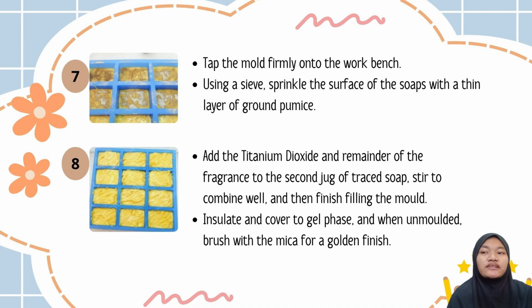Next, sprinkle the surface of the soaps with a thin layer of ground pumice. To finish filling the mold, add in the titanium dioxide and the remainder of the fragrance to the second jug. Finally, insulate and cover to gel phase, and when unmolded, brush with the mica for a golden finish.